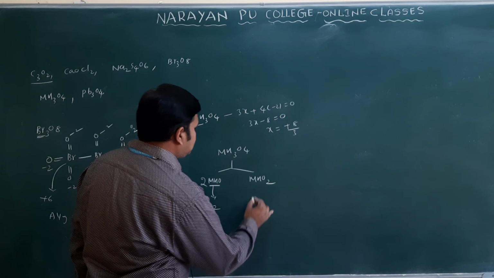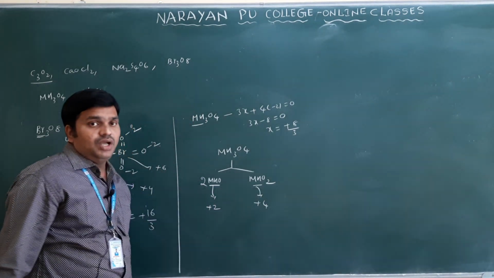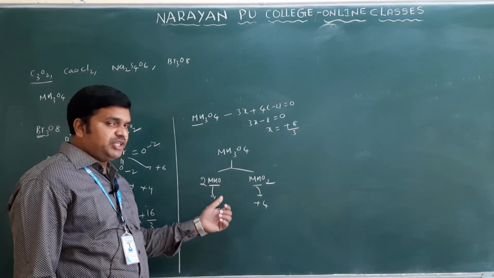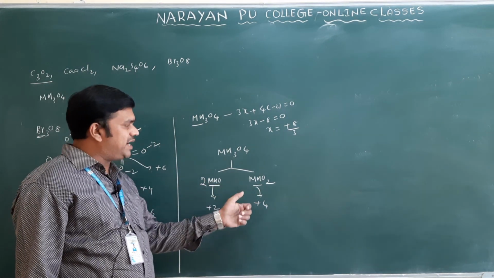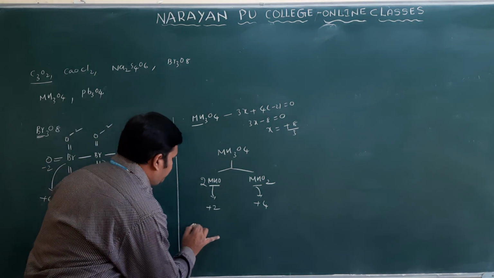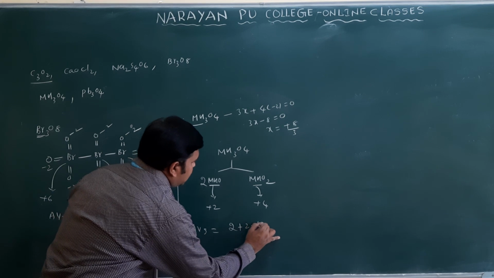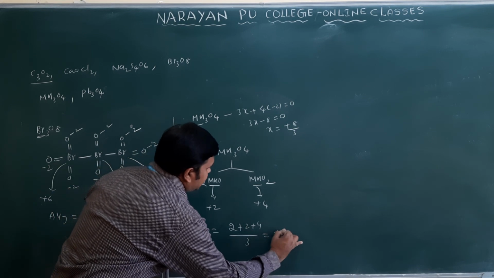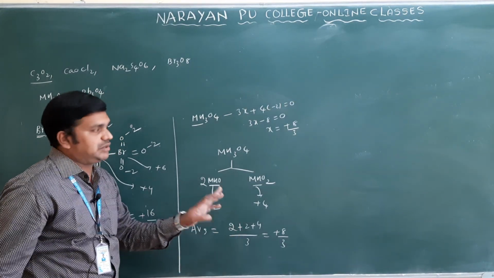And here how much will you get? Plus 4 only. Here 2 manganese are there, 2 plus 2 is 4, and this is 4, so 8. Total how many manganese do we have? 3 manganese only. If you write the average here, 2 plus 2 plus 4 by 3, that is equal to plus 8 by 3. This is for the 2 manganese I took, plus 2 and plus 2 only.